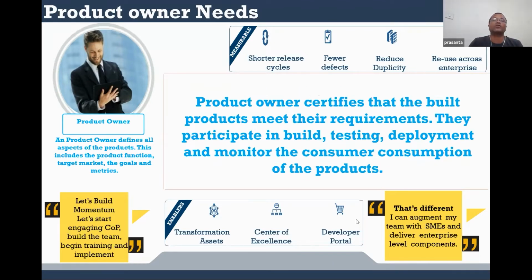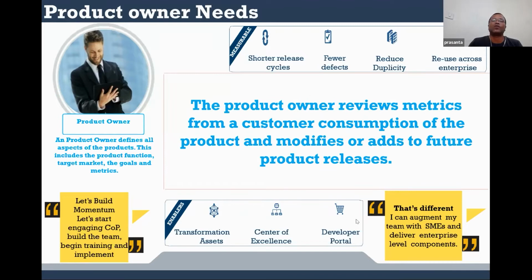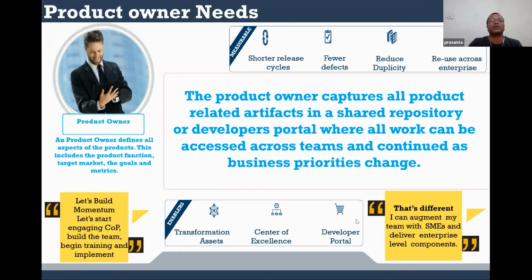Finally, as a product owner, we have to certify the built products, whether they meet our requirement or definition of done or not, in the build, test, deployment, and monitor phases. And lastly, we have to review our set objectives in the form of metrics or KPIs to forecast our velocity and achievable business impact to the organization as a whole.